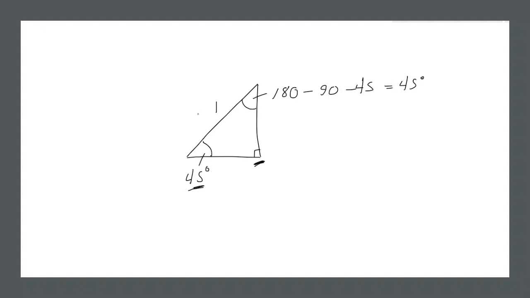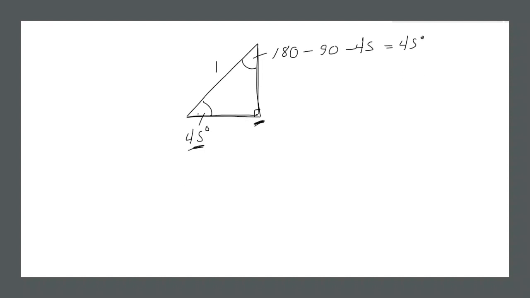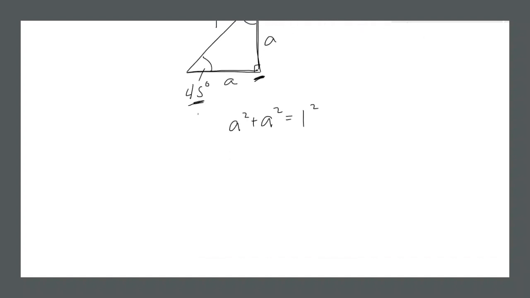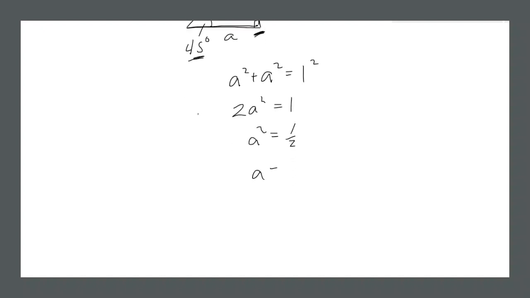So you have a triangle with 2 equal angles, which means these 2 sides are also equal. Let's call it side a. By Pythagorean theorem, a squared plus a squared equals the hypotenuse, which is 1 squared. So 2a squared equals 1. a squared is 1 over 2. So a is the square root of 1 over 2, or 1 over root 2.